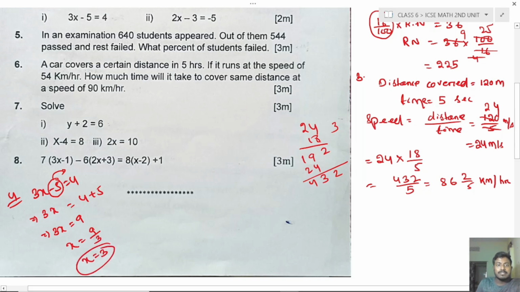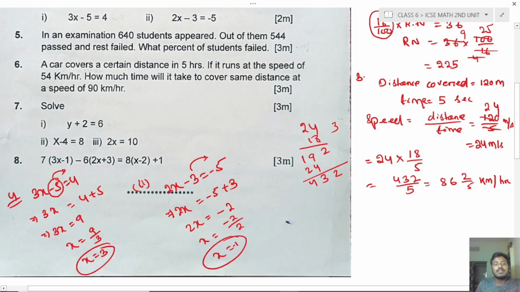Understand? Similarly, part number ii, 2x minus 3 equal to minus 5. Then we can write 2x equal to minus 5 plus 3. Yes or no? Now we can write 2x equal to, different signs, so minus, big number sign, big number minus small number. That is 5 minus 3, that is 2. So now we write x equal to minus 2 divided by 2. So x equal to minus 1. Clear?